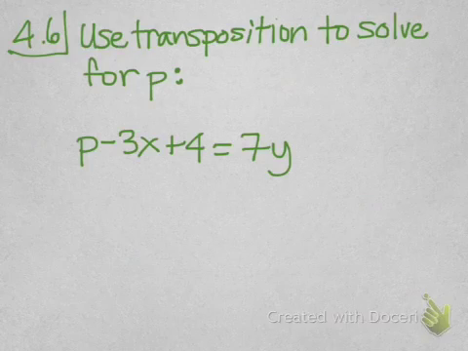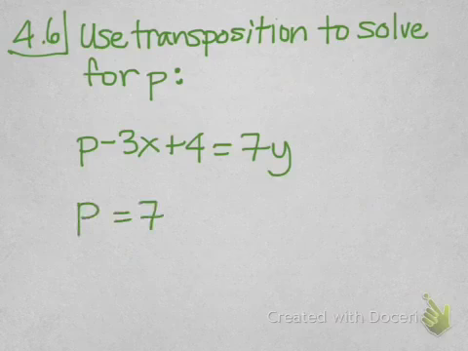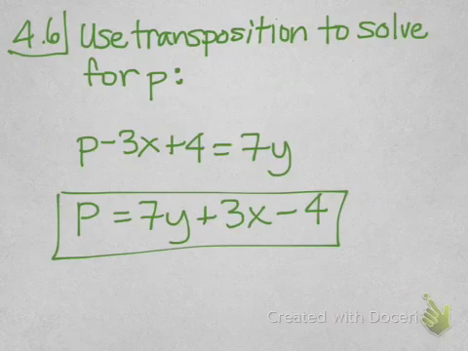Okay, so use transposition to solve for p. So here we see that we need to get rid of some things. So we're going to switch over to the other side. We're going to move 3x over and we're going to move 4 over. The 3x is negative, so we're going to make it positive, and the 4 is positive, so we're going to make it negative. So we can just write p is equal to 7y and then plus 3x minus 4. You can do it all in the one step.